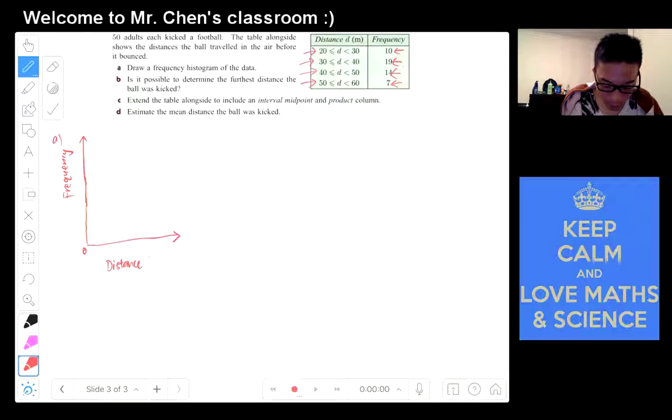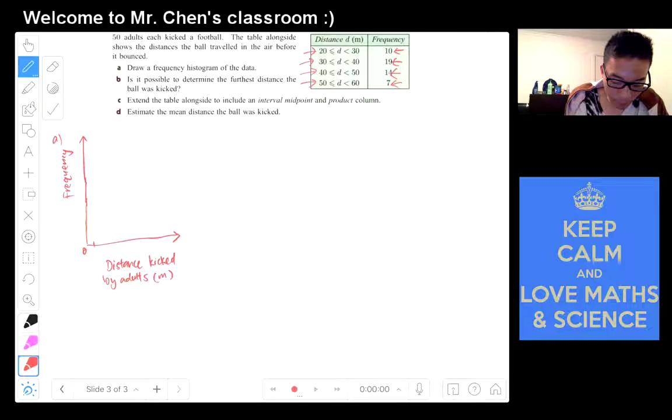Distance kick by adult in meters. Okay, so 0, and you always go through the smallest number with 20, and then to 30, 30 to 40, 40 to 50. You want them evenly spread.